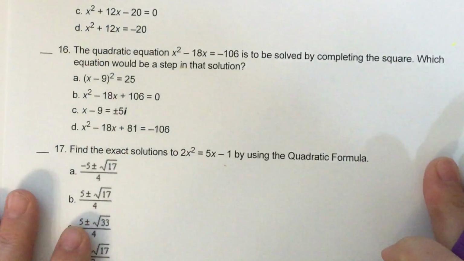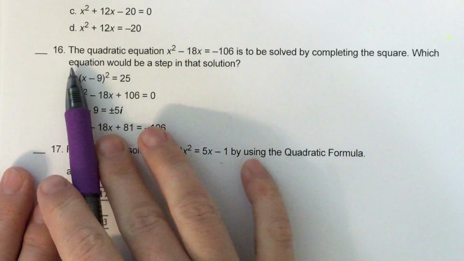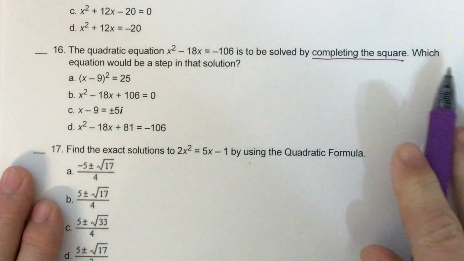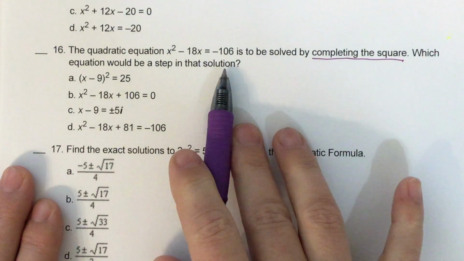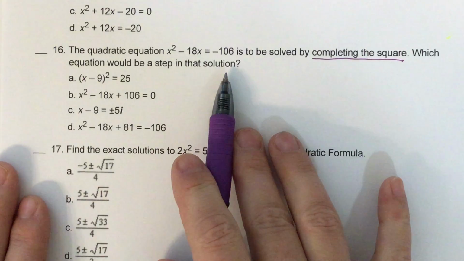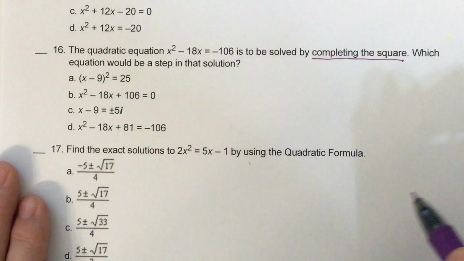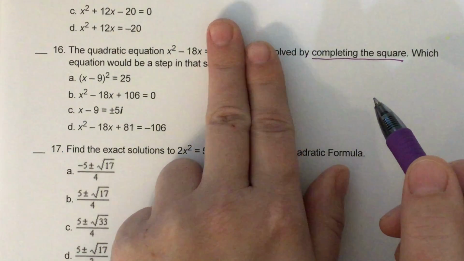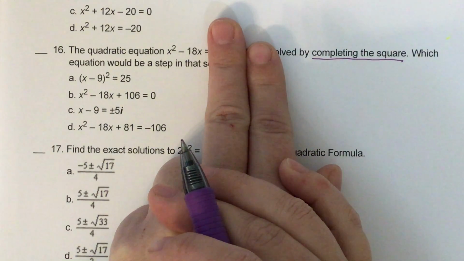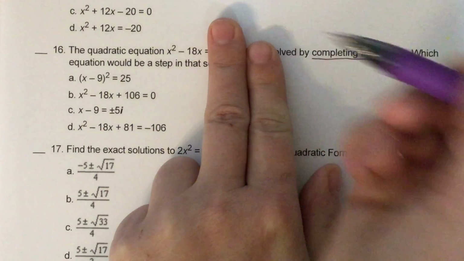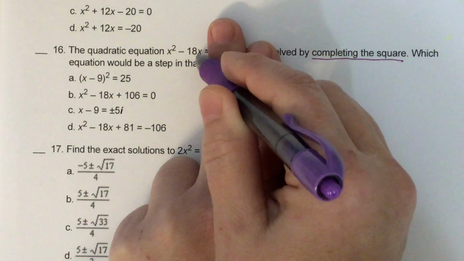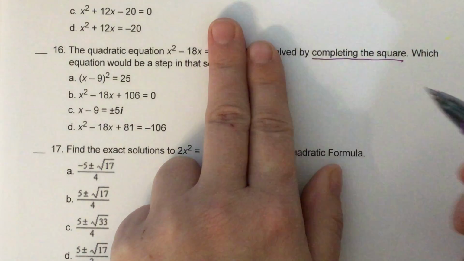Okay, 16. It says we've got this quadratic equation. It's to be solved by completing the square. Which equation would be a step in that solution? Okay, so I have to know which of these would be a part of my process. Okay, so the left side is not a perfect square trinomial because we don't even have a trinomial. There's only 2 things over there, not even 3. So I'm going to need to make this side a perfect square trinomial.